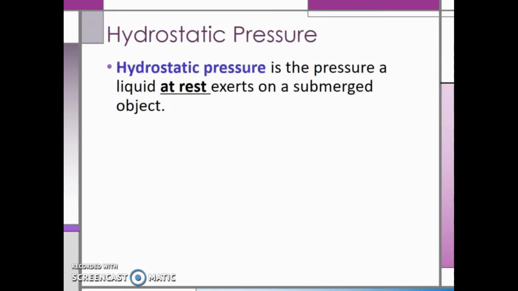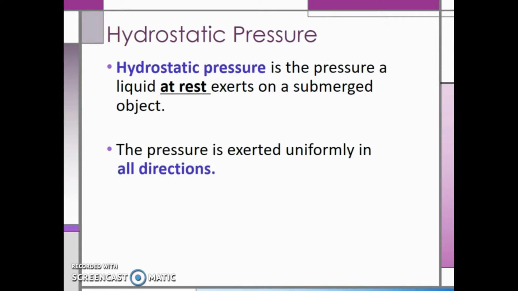Hydrostatic pressure is the pressure that a liquid at rest exerts on a submerged object. By definition, we are not looking at liquids that are flowing or moving, they must be at rest. This hydrostatic pressure is exerted uniformly in all directions, as we can see by the arrows pointing to our rock. All of the arrows are the same length.